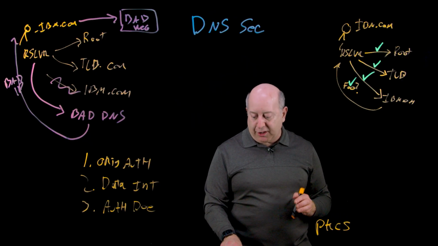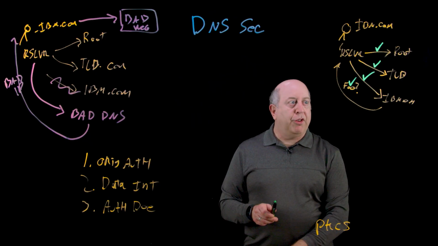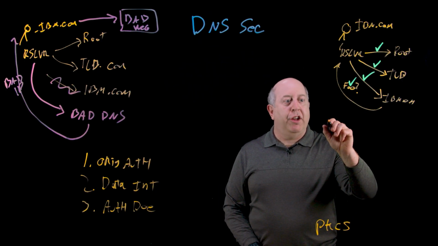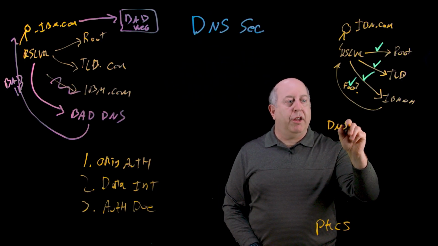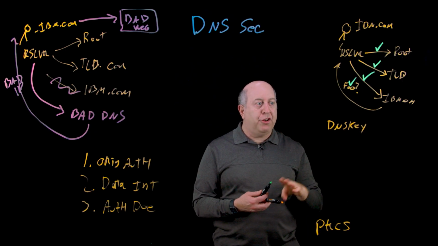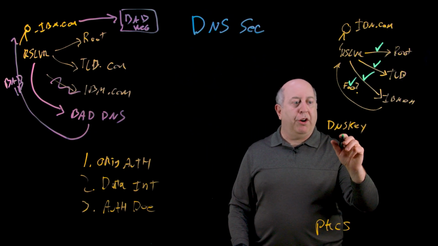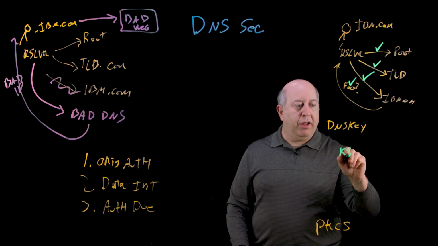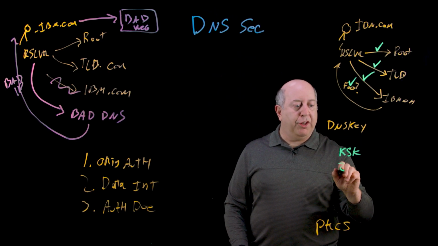Let's talk about exactly how that works. There's a new record type that was introduced to DNS called the DNS key. The DNS key has two subtypes. One is called a KSK, and the other is called the ZSK.